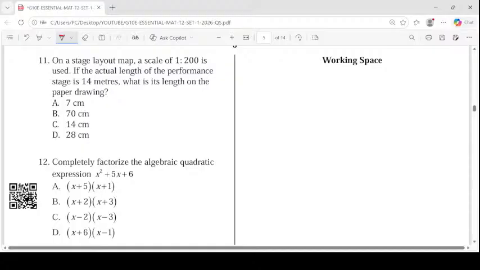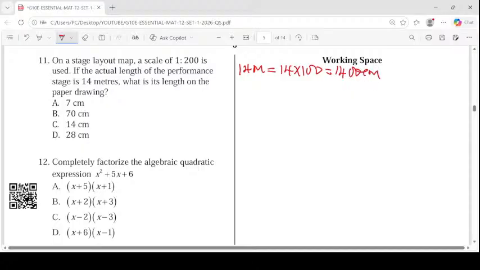Let us look at question number 11. On a stage layout map, a scale of 1:2000 is used. If the actual length of the performance stage is 14 meters, what is the length of the paper drawing? First of all, I'll have to convert the 14 meters to centimeters, and this becomes 14 times 100, which becomes 1400 centimeters.